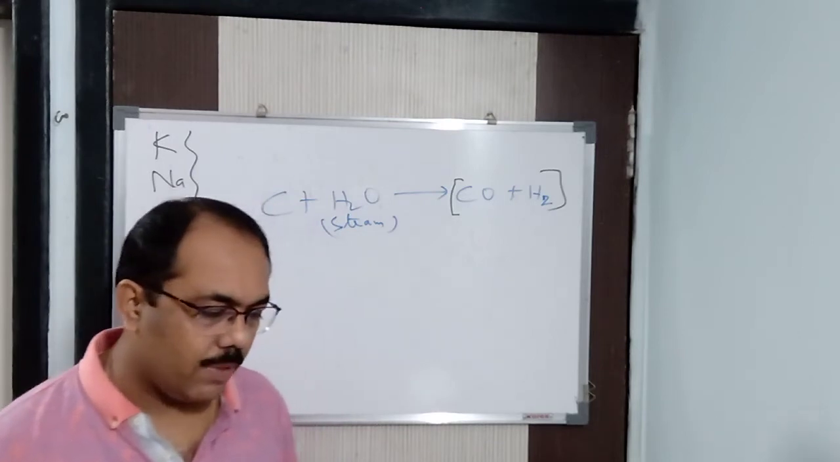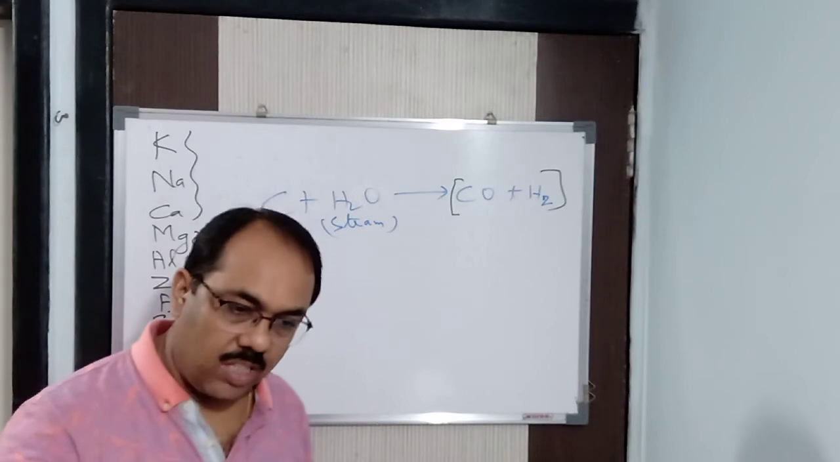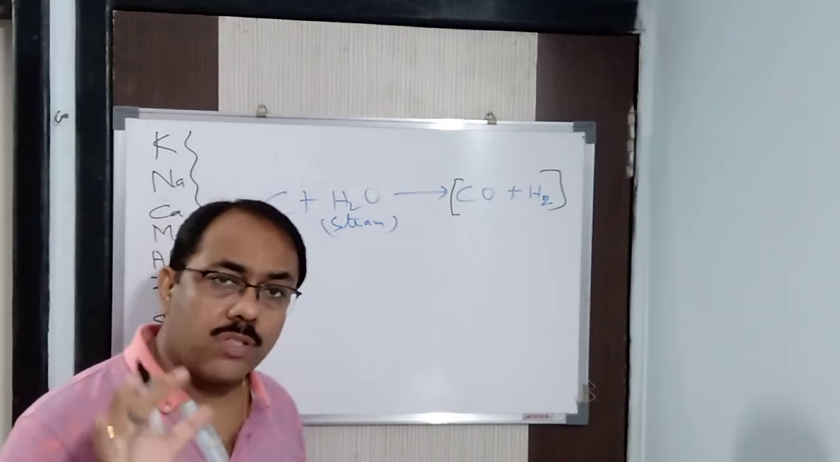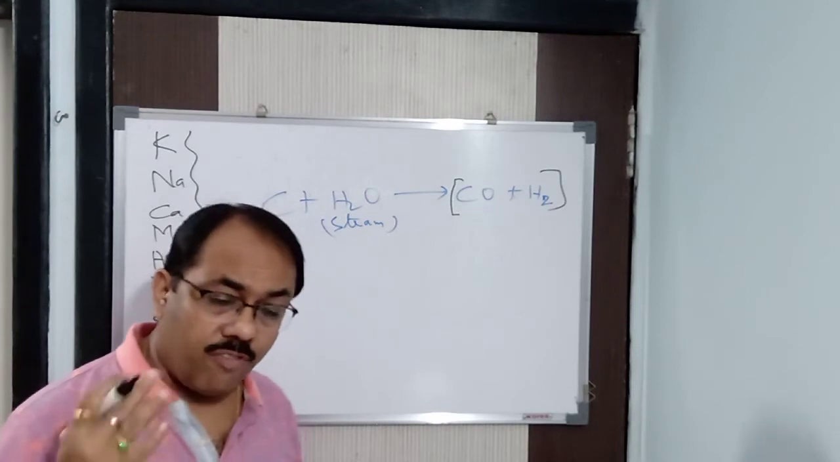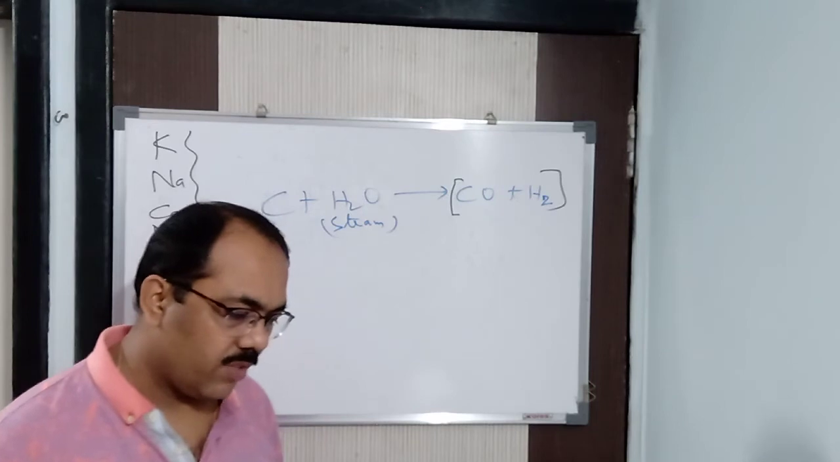An equal volume of carbon monoxide and hydrogen is being formed and is used for the industrial preparation of hydrogen. You will see in further preparation, I'll be teaching you a process called the Bosch process, where I'll be using the water gas to manufacture hydrogen. Got it? In industries, we can say that.